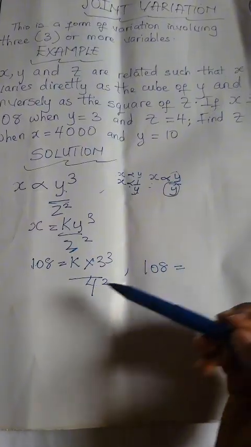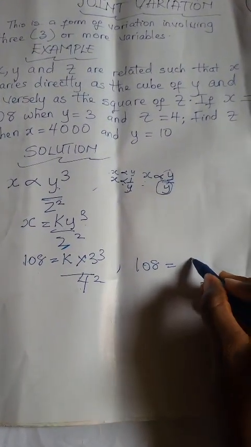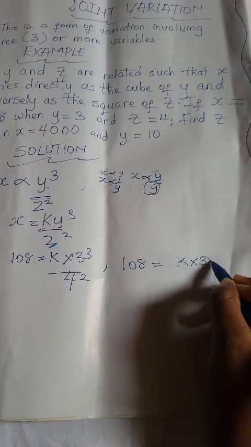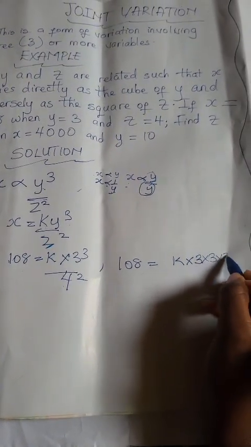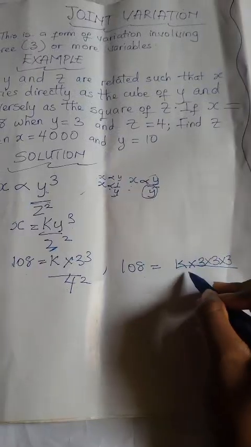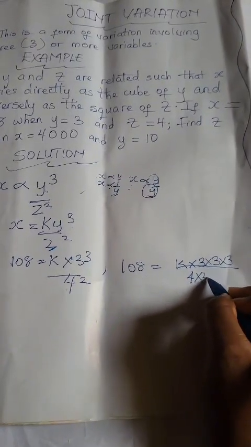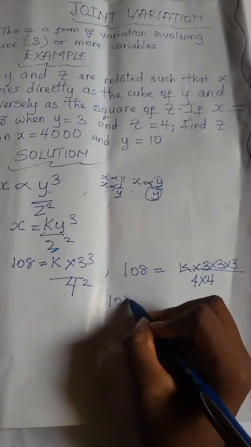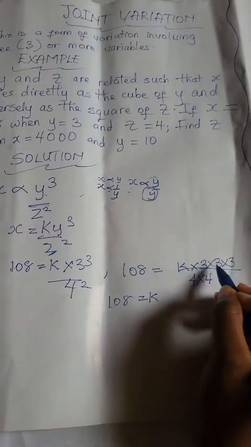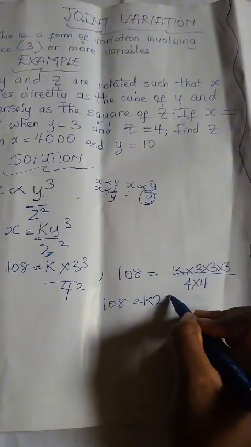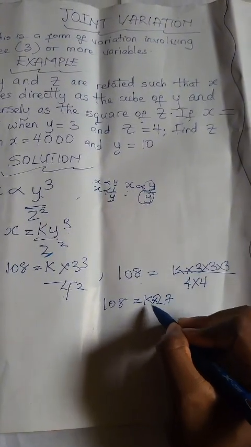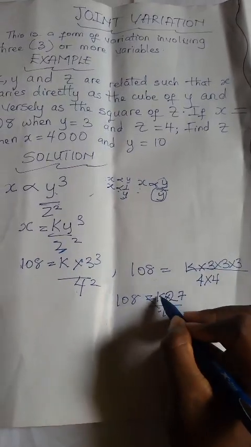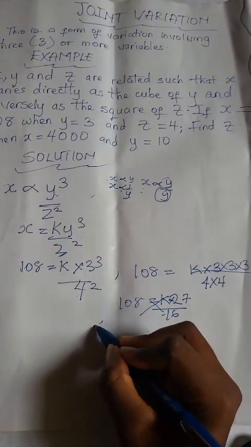So, moving on, I wrote the 108 back. K times 3 raised to power 3 is 3 in 3 places over 4 in 2 places. Please don't mind the way I'm ruling and writing. So 108 will now be equal to k, 3 times 3 times 3 is 27, k times 27 over 4 times 4 is 16. Cross multiply.